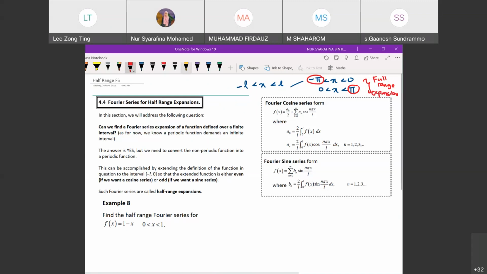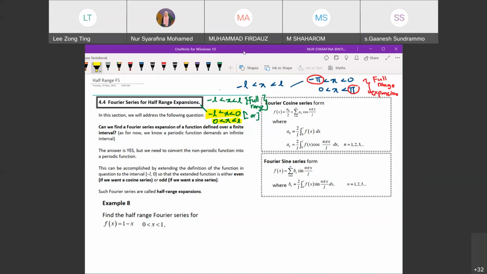In terms of half range, instead of from minus L to L for full range, now we have half range. Either it can be from minus L to 0 or from 0 to L. Only one of these. Either it is from minus L to 0 or 0 to L for half range expansion.